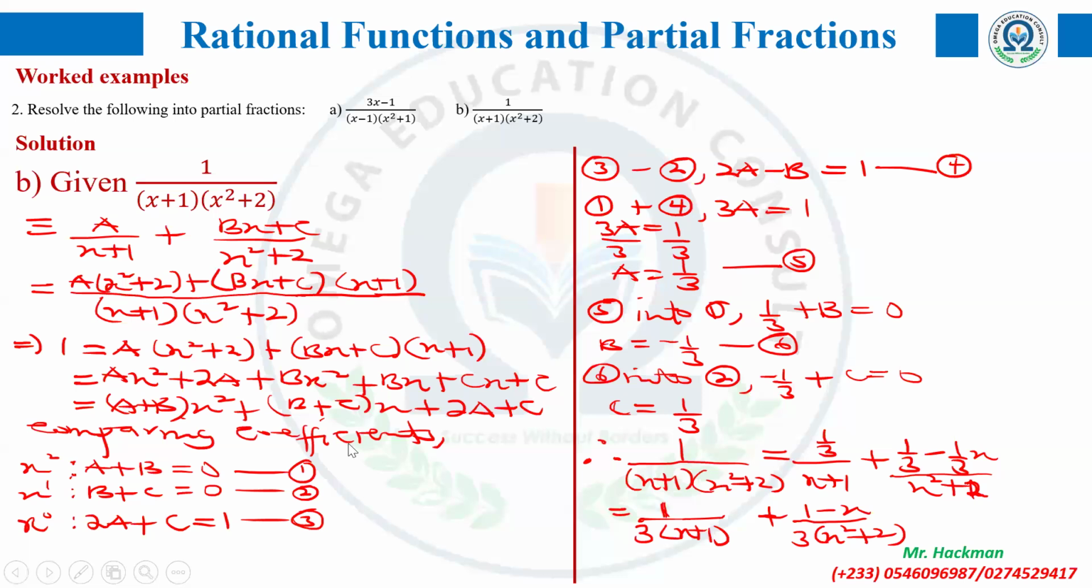So at this point, comparing coefficients, you can see that there is an s squared term here, and there is no s squared term here. So it means the coefficient of the s squared term was 0. So A plus B here should be equal to 0. Same, there is no x term here, so B plus C, the coefficient of the x term, will be 0. Then your 2A plus C will be equal to the constant here, which is 1. Is my point well made? Yes, sir. Okay, very good.